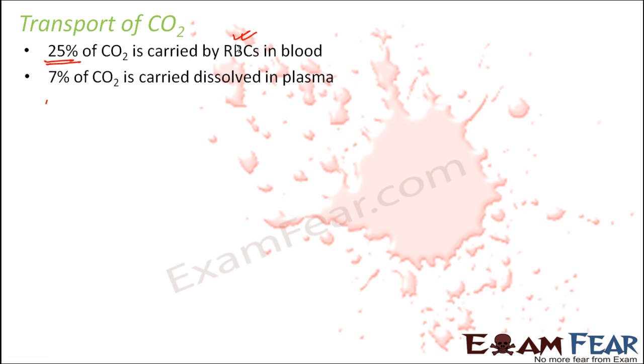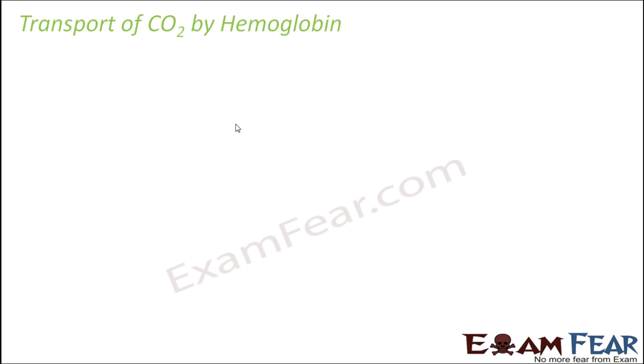Around 7% is carried in the form of plasma, that is dissolved in plasma, and the remaining 70% approximately is carried in the form of bicarbonate. So in case of carbon dioxide, most of the carbon dioxide is carried in the form of bicarbonate. Now how it is carried in the form of bicarbonate, that also we will see.